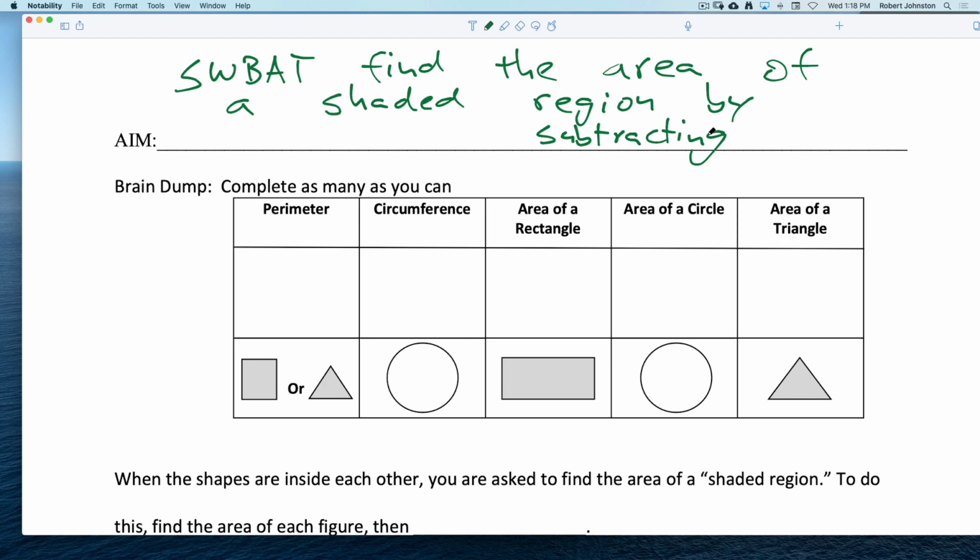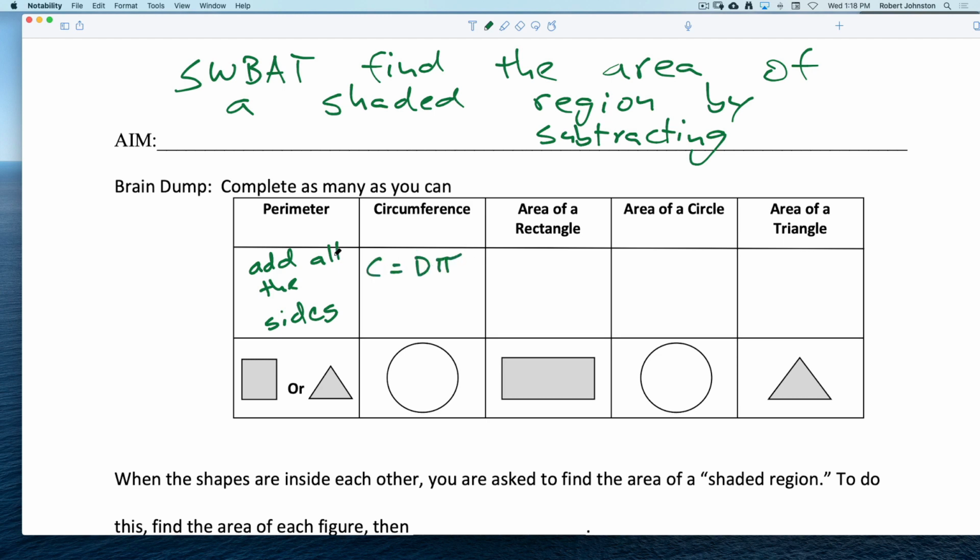All right, Claire, how do you find the perimeter of a shape? Oh, okay. So for the perimeter you add all sides. Add all sides, put that in your box. Circumference, Max. Circumference is the diameter times pi.